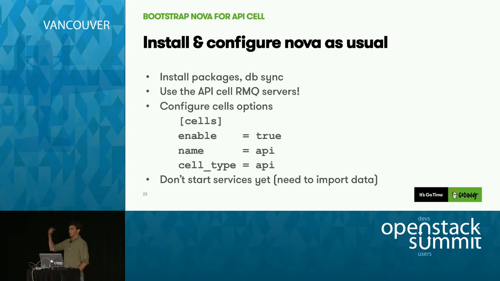We're not going to connect it directly to the compute cell, because it's that Nova cell service that handles that piece. The enable options here are pretty similar. Obviously, our cell type now is going to be the API cell, because this is going to be our top level thing that handles that master routing at the top. But we don't want to actually start the services yet, because we have a bunch of data that we need to import to be able to save the state and to know about all the instances that are already out there.